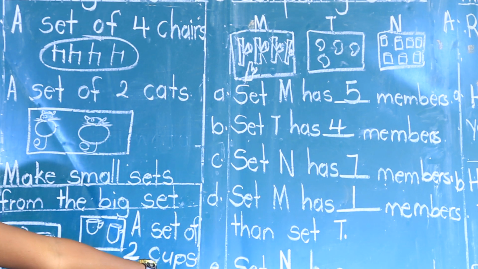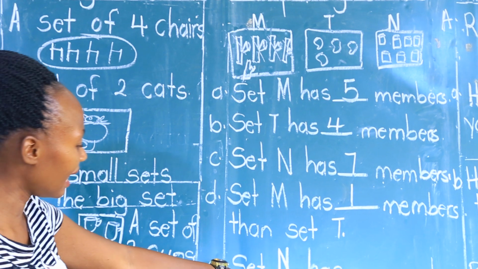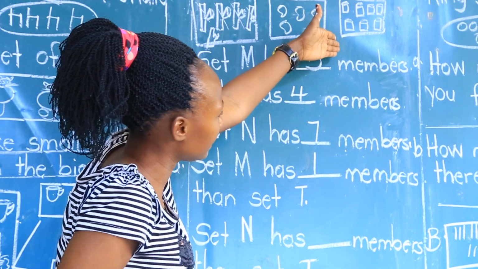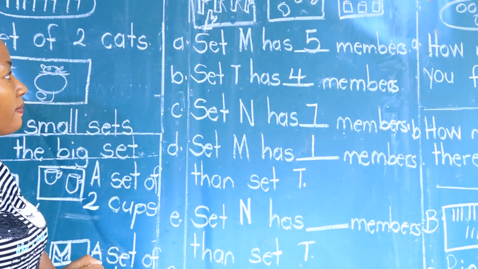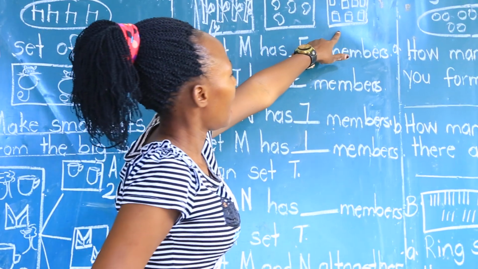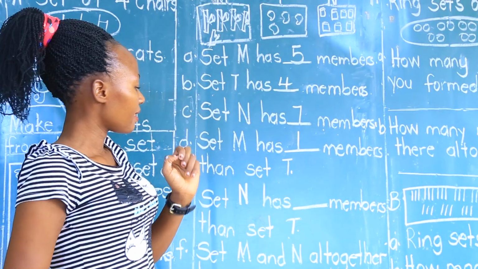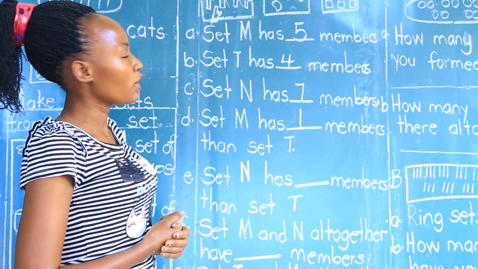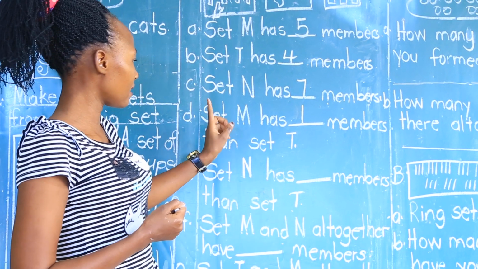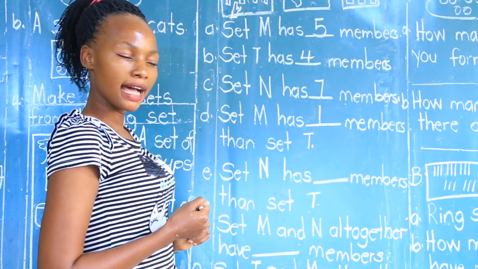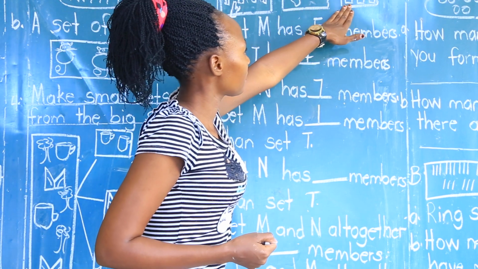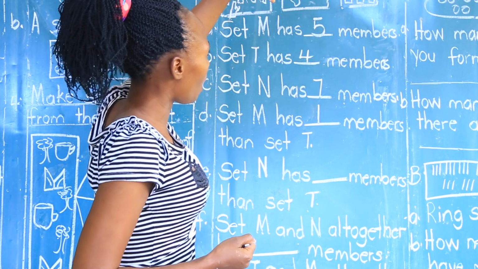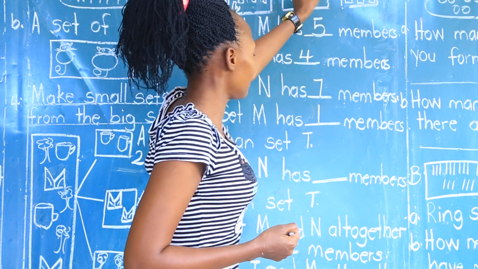Alright, now let's go to our next question. This is our set N. Set N has dash members than set T. Now we are going to use the same procedure. How you answer this part is the same as the previous part. We are going to look at this set. How many more members are we going to find in this set than this?